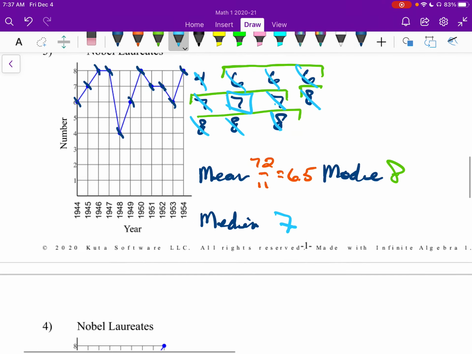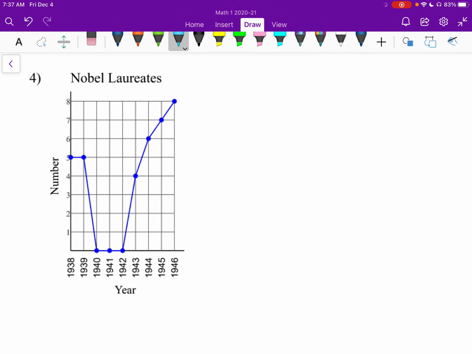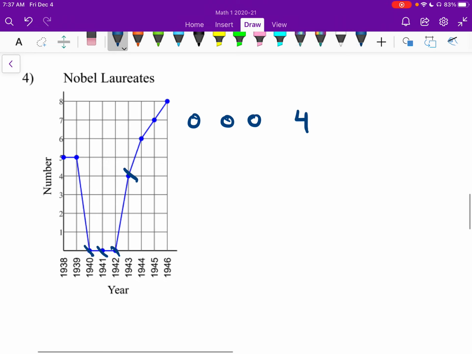All right. Number 4, another line graph. So I'll start off with 0, 0, 0, 0, 0, 0, and then I'm going to have 4, and then 5, 5, 6, 7, and 8.